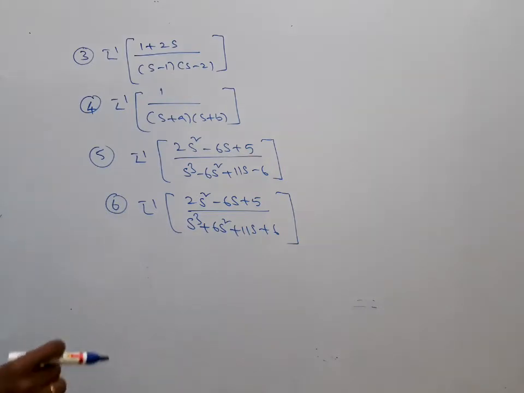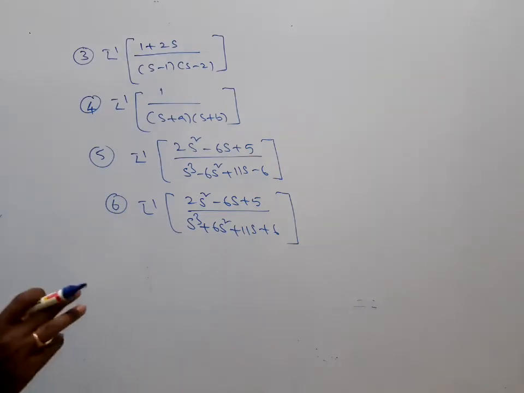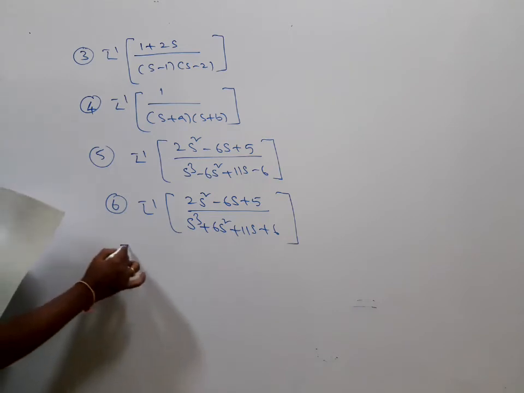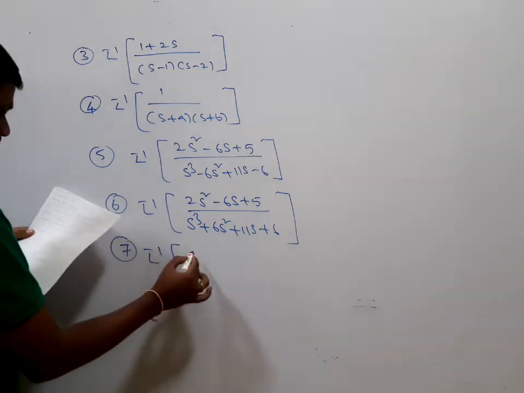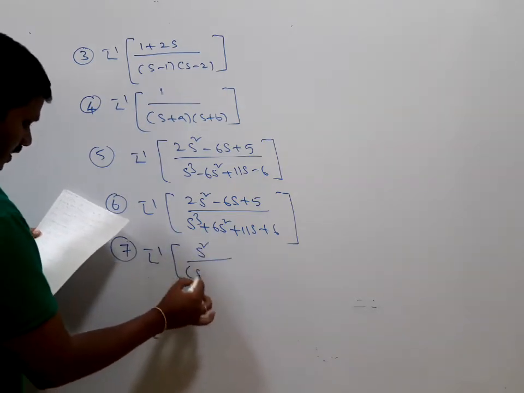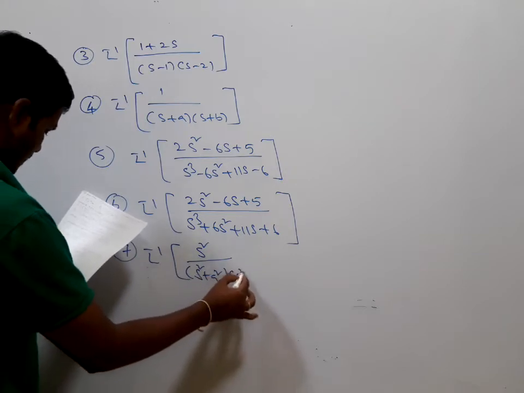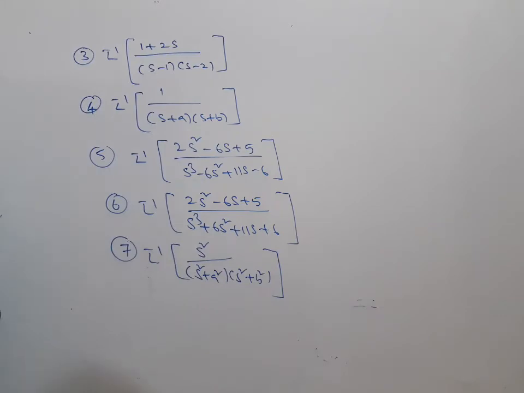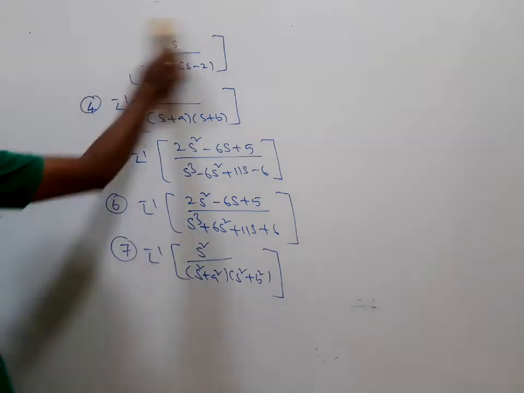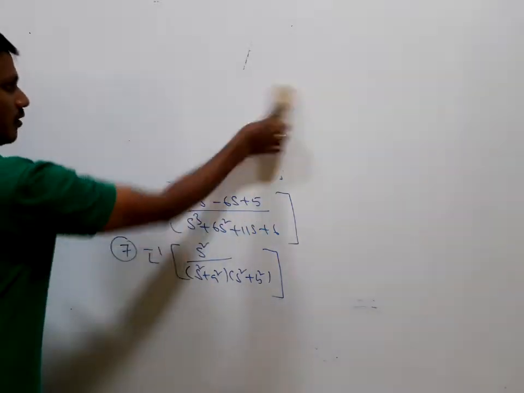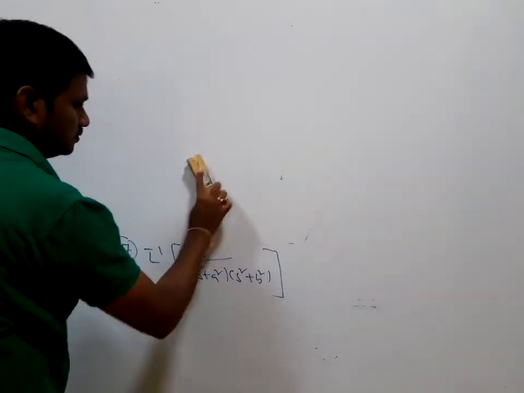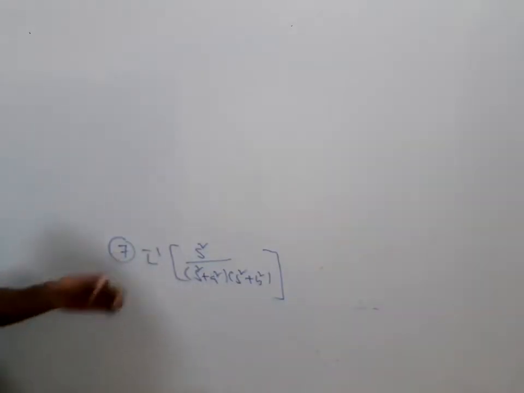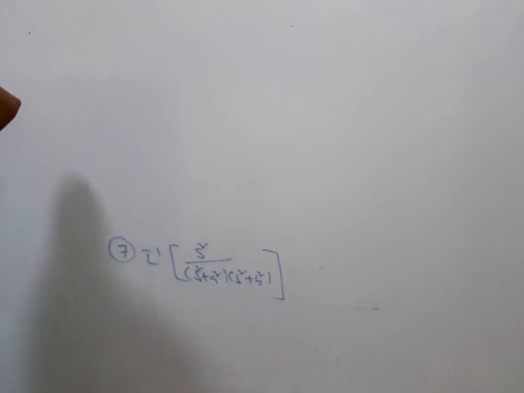Here it is 1 minus 1 minus, here it is plus 12, that is, minus 1 is the root. Next, the seventh one, L inverse of s square divided by (s square plus a square) into (s square plus b square). Now coming to the seventh one, here s square plus a square has two roots, plus or minus ai, and plus or minus bi.